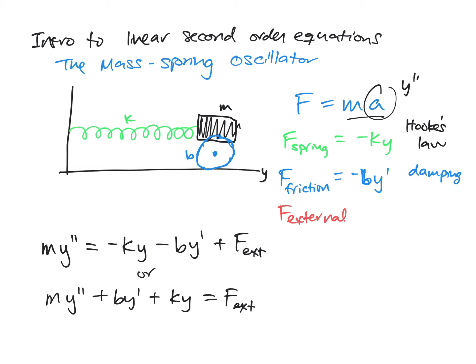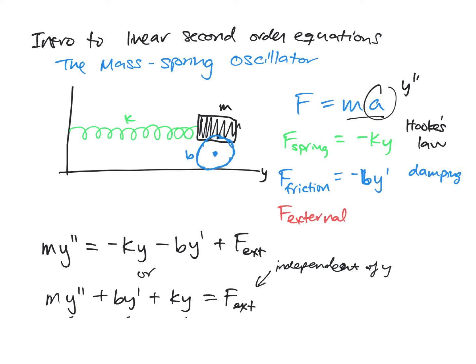And we can observe that it is linear because it doesn't have anything wacky going on with the y's. F external is independent of y.